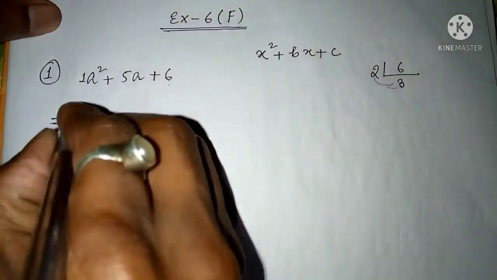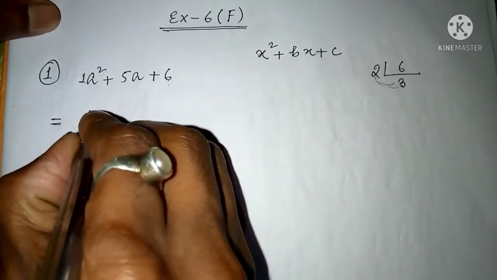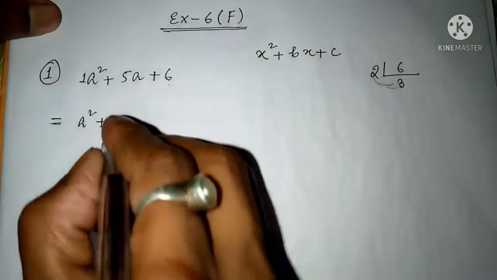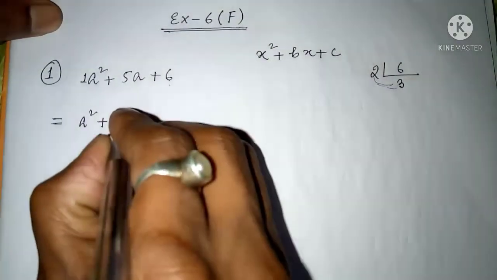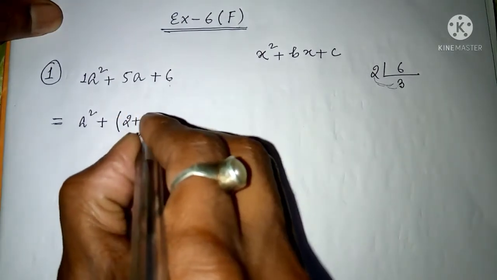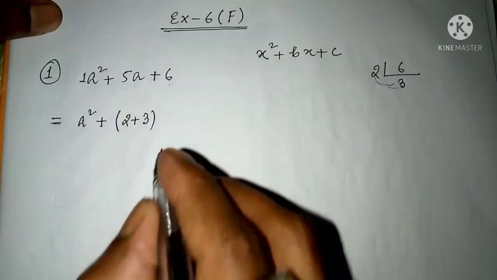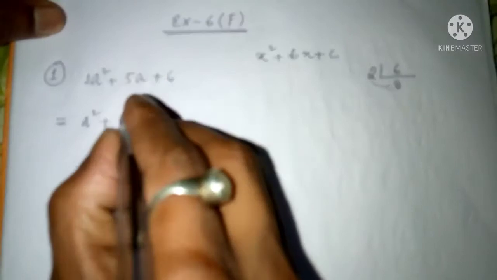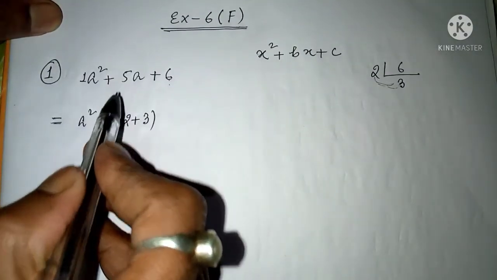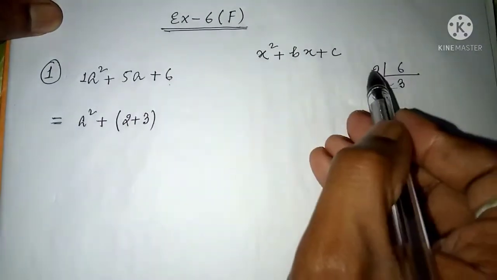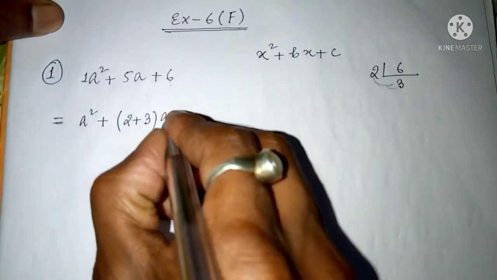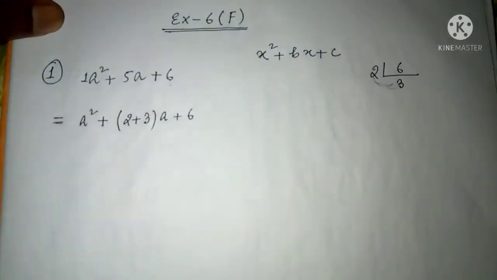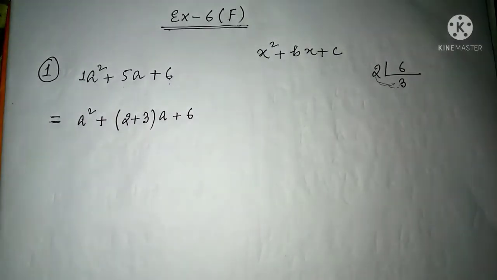Then very simple. See here, a square, then you write like this. Then what I've said, I have to add these two. Then see here, 2 plus 3, you write like this. Then again, actually I have to break this 5 in the form of 2 plus 3. Why? Because of this. Now see here, this a you write here as it is. Then that is your 6. See, very simple. I am repeating it again.